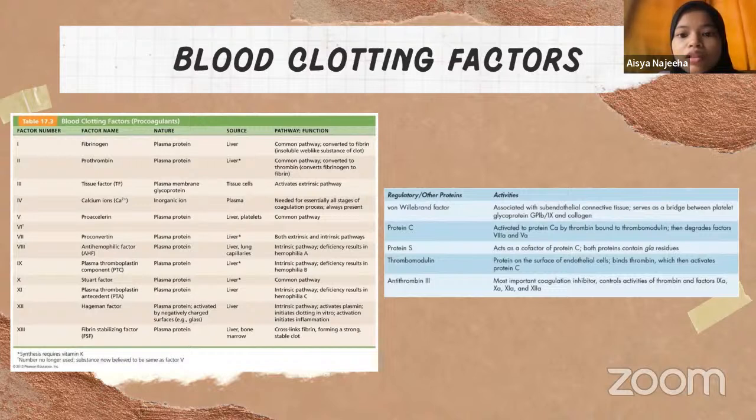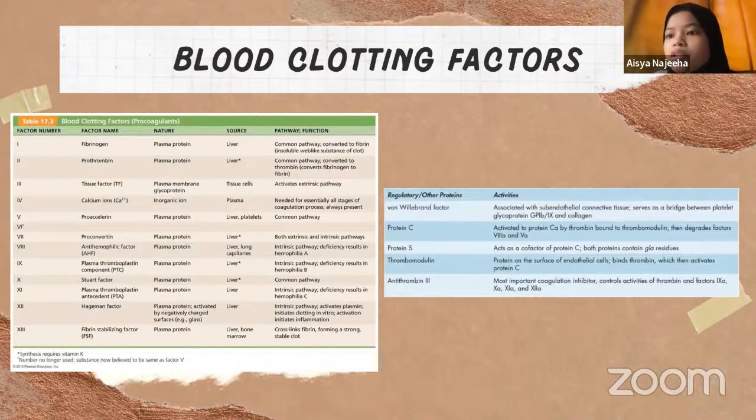The next one is fibrin stabilizing factor. Its nature is plasma protein and its source is the liver and bone marrow. It is involved in cross-linking fibrin and forming a strong and stable clot. The other proteins are, first, von Willebrand factor. It often associates with subendothelial connective tissue, which then serves as a bridge between platelet glycoproteins GPIb and IX and collagen.